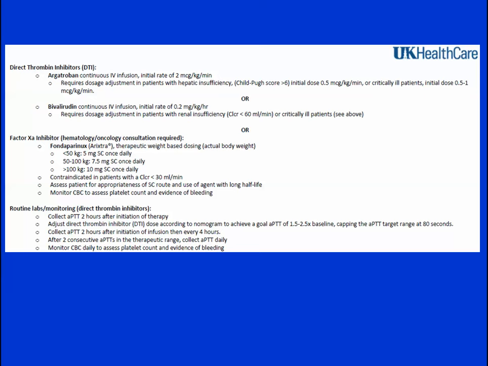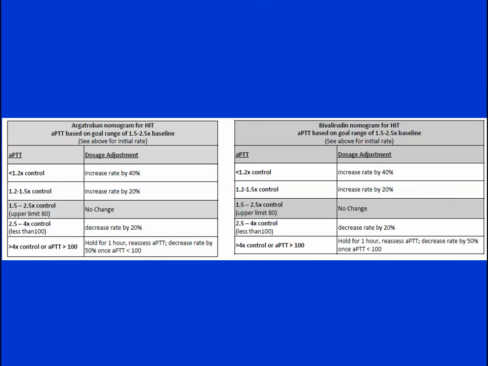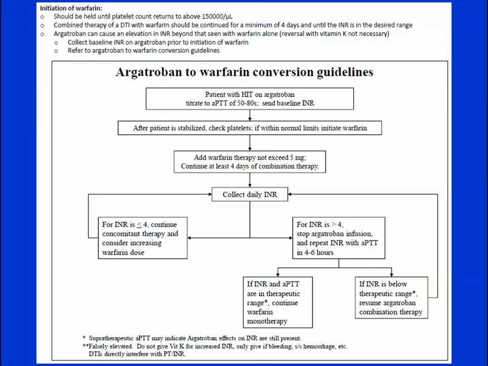The direct thrombin inhibitors are argatroban and bivalirudin, the factor Xa inhibitors, and the laboratory testing for these agents. This shows the monitoring of argatroban on the left side and bivalirudin on the right side. This is the guideline for the conversion of argatroban to warfarin. It's important not to start warfarin in these patients until they have been fully dosed on the direct thrombin inhibitors.